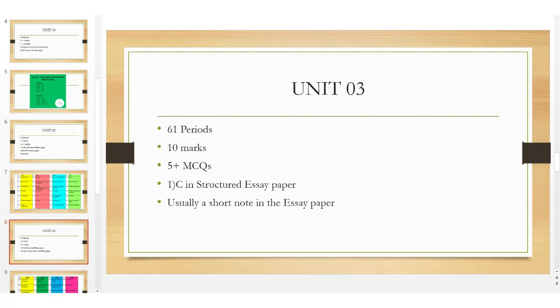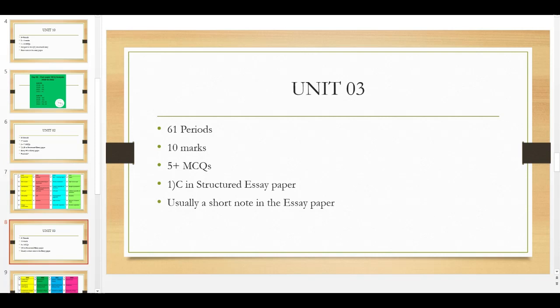You can score about 10 marks from this unit if you answer all the questions that come in the A-level paper, without missing any. Usually these 10 marks are distributed as 5 MCQs, or 6 at maximum, but for the past 4 years, starting from 2019, it has been just 5 MCQs, plus a subpart in the structured essay paper, usually a short note in the essay paper. That's how these 10 marks get distributed throughout the A-level paper.